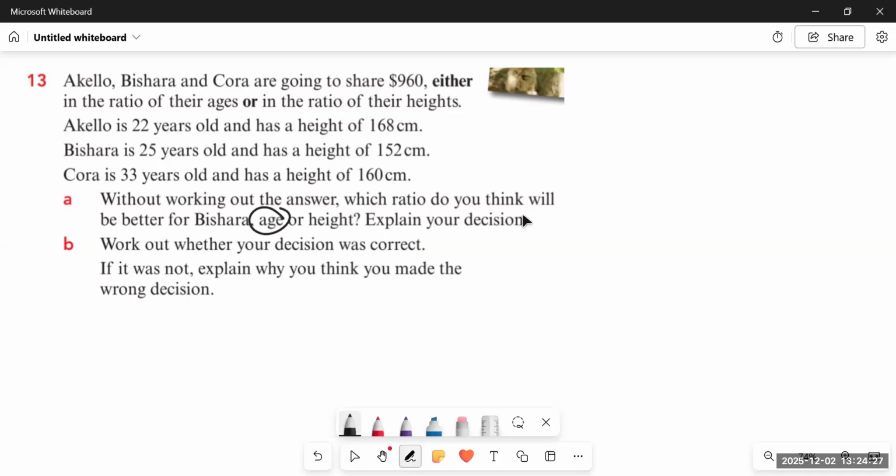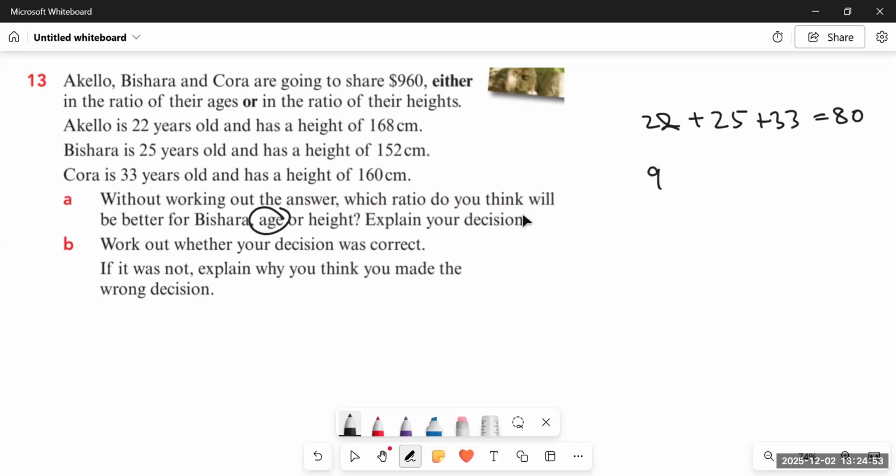Now they're saying work out whether your decision was correct, and if it was not, explain why you think you made the wrong decision. Okay, let's see. So what are we supposed to do? First, we will add the ages, which is 22 plus 25 plus 33. And 22 plus 33 is equal to 55. 55 plus 25 is equal to 80. So the sum of ratios is 80.